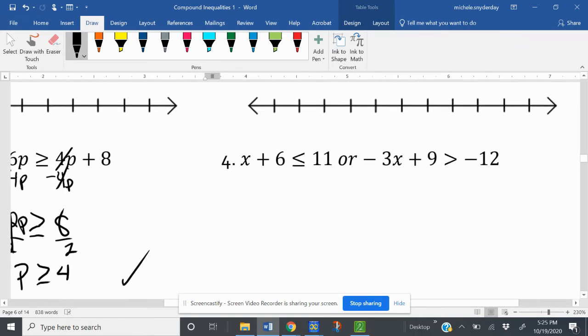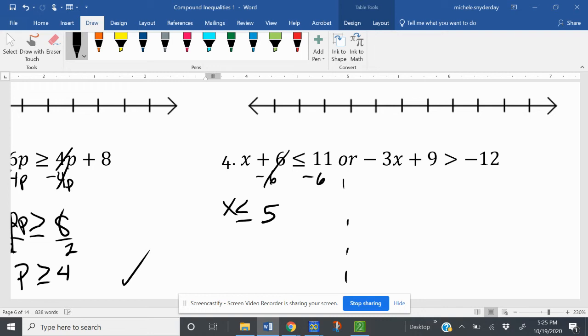All right, here's another one. Separate the 2 inequalities. First one's very simple. It's x plus 6. So the opposite of adding 6 is to subtract 6 on both sides. And we have x is less than or equal to 11 minus 6 is 5.